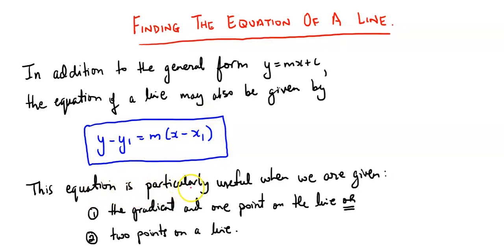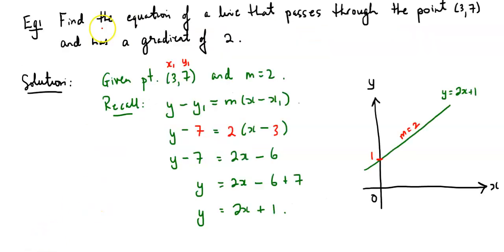This equation is particularly useful when we are given, number one, the gradient and one point on a line, or two points on a line. So basically we can use this equation if you are given a gradient and one point on a line, or if you are given two points on a line, you can use this same equation here to find the equation of a line.